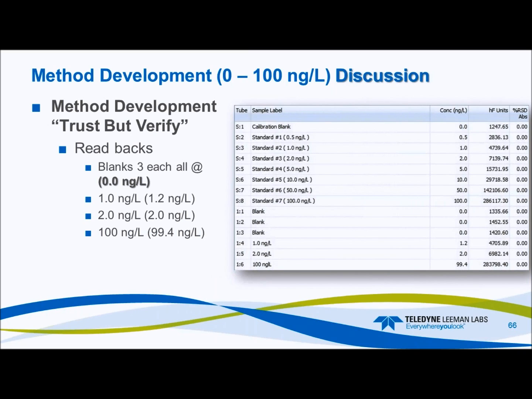So let's trust but verify. Let's take a look at some of our readbacks. So after the 100 nanogram per liter standard, all 3 readbacks were around 1,300 or 1,400 units, virtually the same as the calibration blank. They came in at 0.0. So that tells me I don't have carryover. That tells me, again, that no carryover, my gas flows, my pump rate, all that is conducive to a good method. So I'm ready to rock and roll. The 1 came in at 1.2, 2 at 2.0, and the 100 at 99.4.